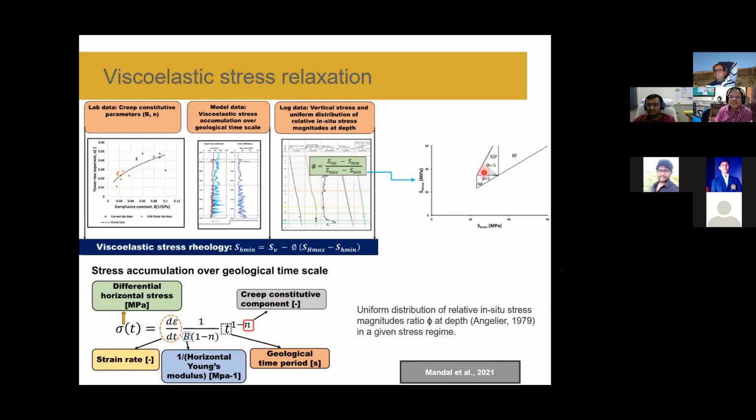If you know the stress regime, the equation is already there in the published document. You can calculate what phi value you should use for the scenario. But we have not done any other scaling except whatever laboratory data and this assumption we made.